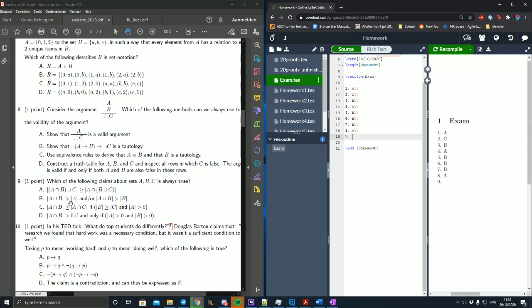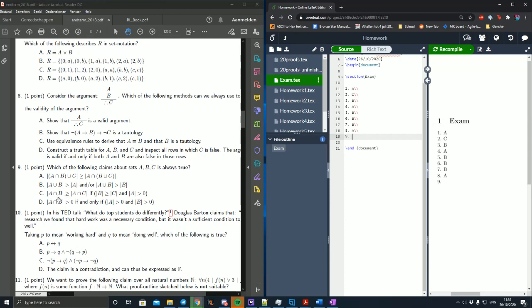And if A and B are the same thing, then both of these are false. Yeah, because they say strictly bigger. So that's correct. My bad. A intersection B is greater than or equal to the cardinality of A union C if the cardinality of B is greater than the cardinality of C and the cardinality of A is bigger than 0. There's at least one element in A, and there are more elements in B than in C.